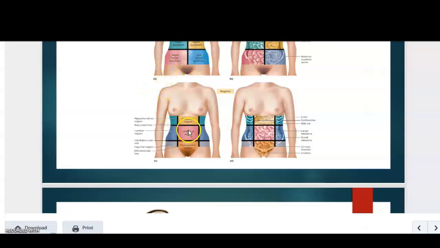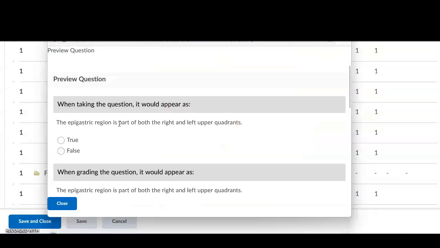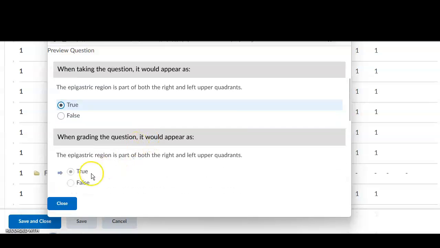So we have the figure right here. This is the epigastric region right there, and this is the right upper quadrant and the left upper quadrant. So this part right here should be this part right here. Therefore, obviously, the epigastric region is going to be part of the left and the right upper quadrant. So going back to the question, the answer should be true. We scroll down right here. That's what we have, true.